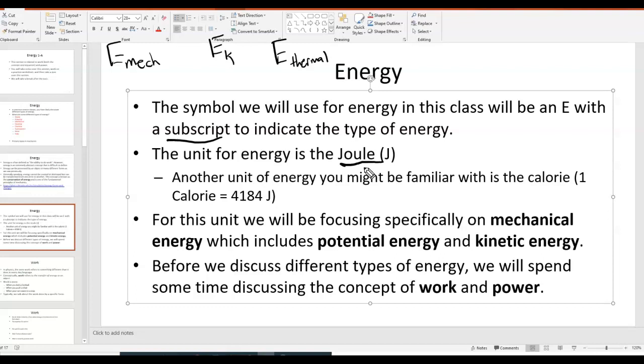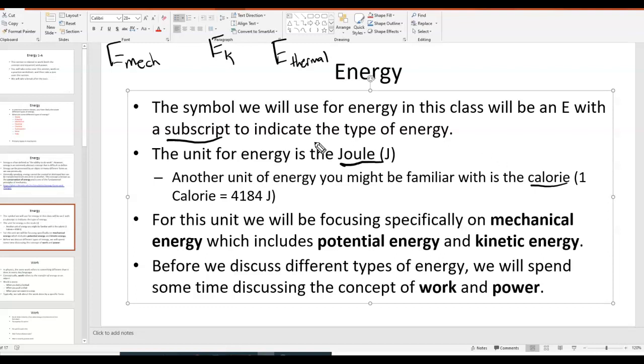But when you go up to higher levels of physics, you do talk about different units of energy. One unit of energy that you might be more familiar with, that we're not going to see in this class, but it is a unit of energy, is the calorie. And so you typically see calories when you talk about food. For example, if I eat something that's worth 100 calories, a calorie is a unit of energy. 1 calorie is equal to 4,184 joules, and we're not going to get into why it has that conversion factor, but that's another form of energy.